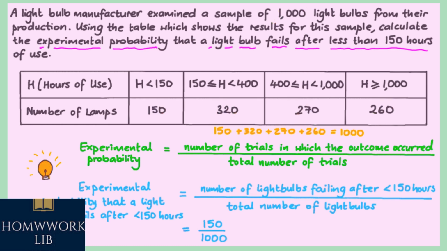So this experimental probability can be written as a fraction of 150 over 1,000. We can then simplify this fraction to give the answer that the experimental probability that a light bulb fails after less than 150 hours is 3 over 20. But a decimal value of 0.15 or a percentage value of 15% would also be valid answers for this probability.